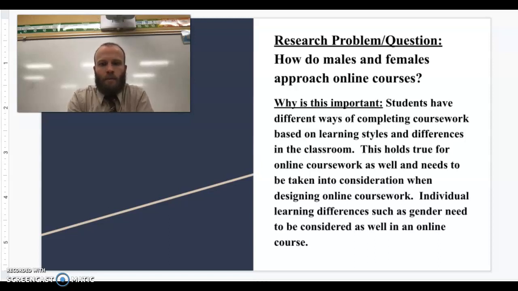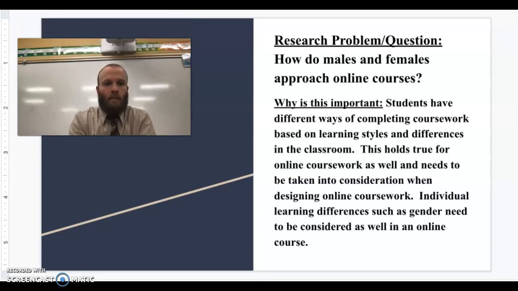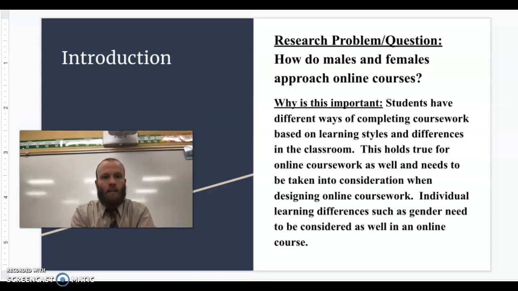ways of completing their coursework, and they have different learning styles that we can notice and see when we see them every day on a face-to-face basis. But in an online structure, we have to realize that there are other learning differences that we need to take into account besides this. Those would be things such as language barriers and ethnicity, and then also gender.